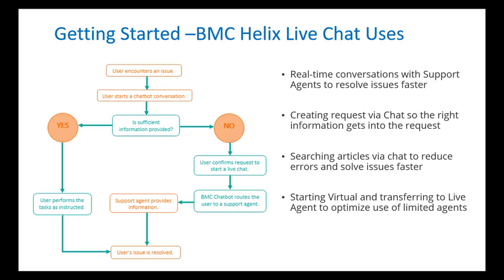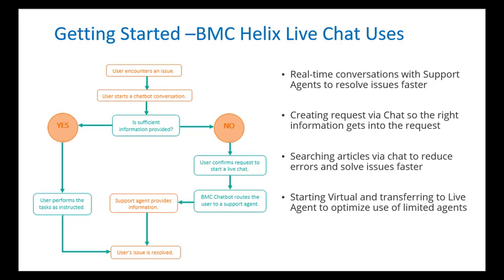Another use is searching articles via chat to reduce errors and solve issues faster. When initiating the chat, your end user can select a topic and get a list of knowledge articles related to that specific topic. If none of the knowledge articles help to resolve the issue, then the end user can continue by asking the question in the chat directly.